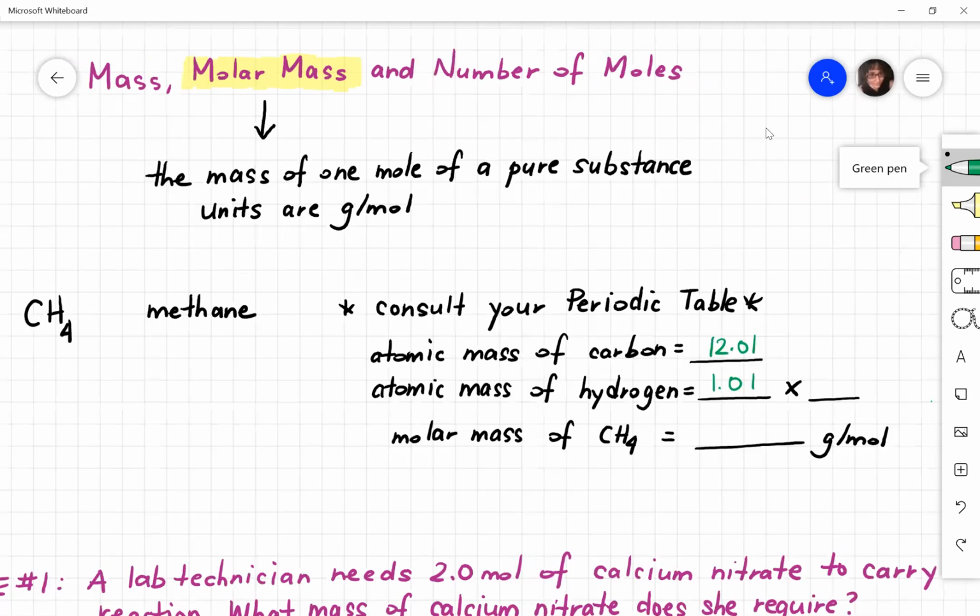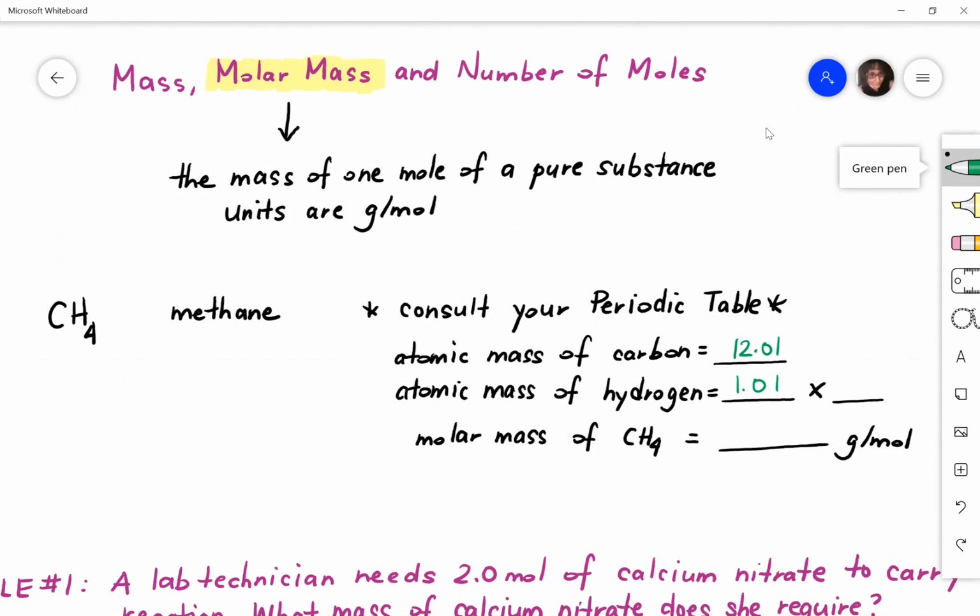Now, if you take a look at methane, we have 4 hydrogens in this compound, so we're going to multiply the value of 1.01 times 4. And we're going to do a total of these 2 values, which means we're going to add together the 12.01 plus the 1.01 times 4.